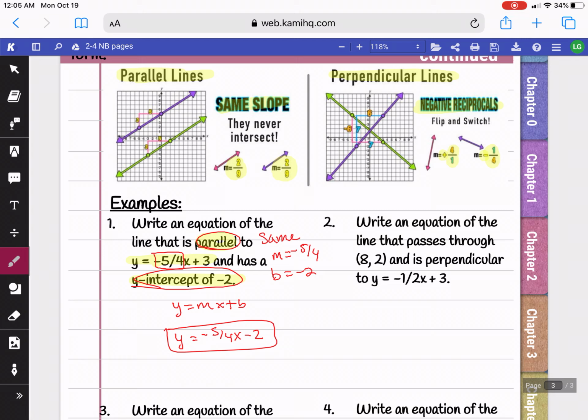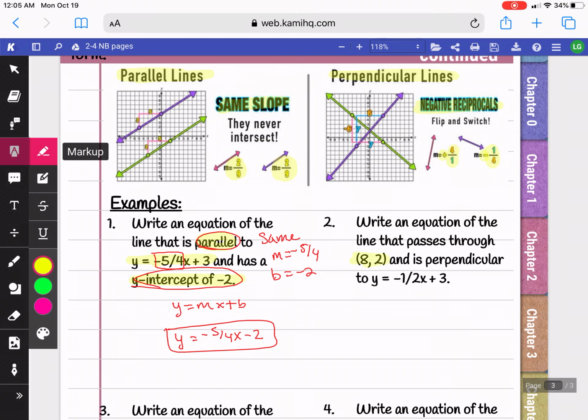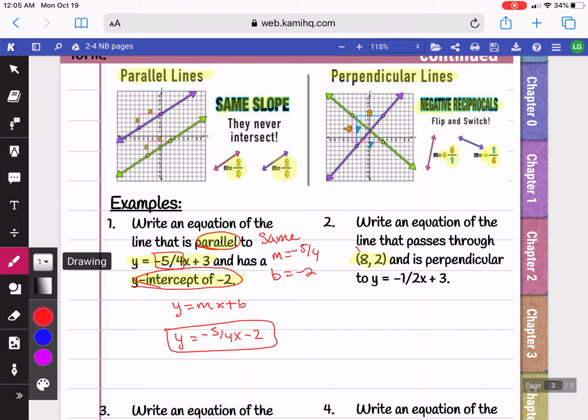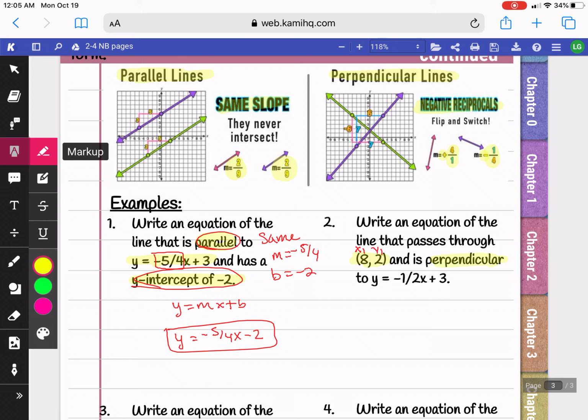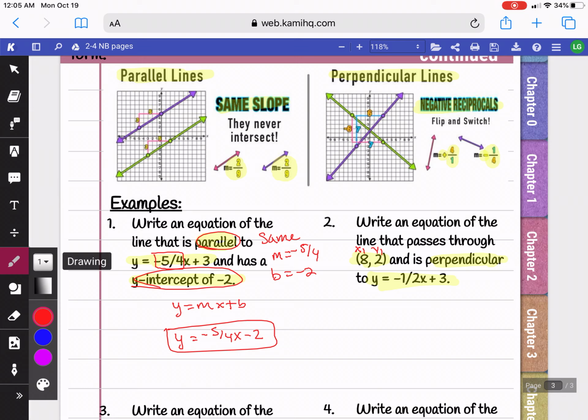Our next problem here says write the equation of a line that passes through (8, 2). Remember, they give you a point that's an x1, y1. And then it says is perpendicular to y equals negative 1/2 x plus 3. So I have to look at the slope here, which is negative 1/2. But if it's perpendicular, I need to do the opposite or negative reciprocal. So if this one's negative 1/2, my new one's going to be positive. And then you flip it. So instead of 1/2, it becomes 2/1. Positive 2/1 is just equal to positive 2.